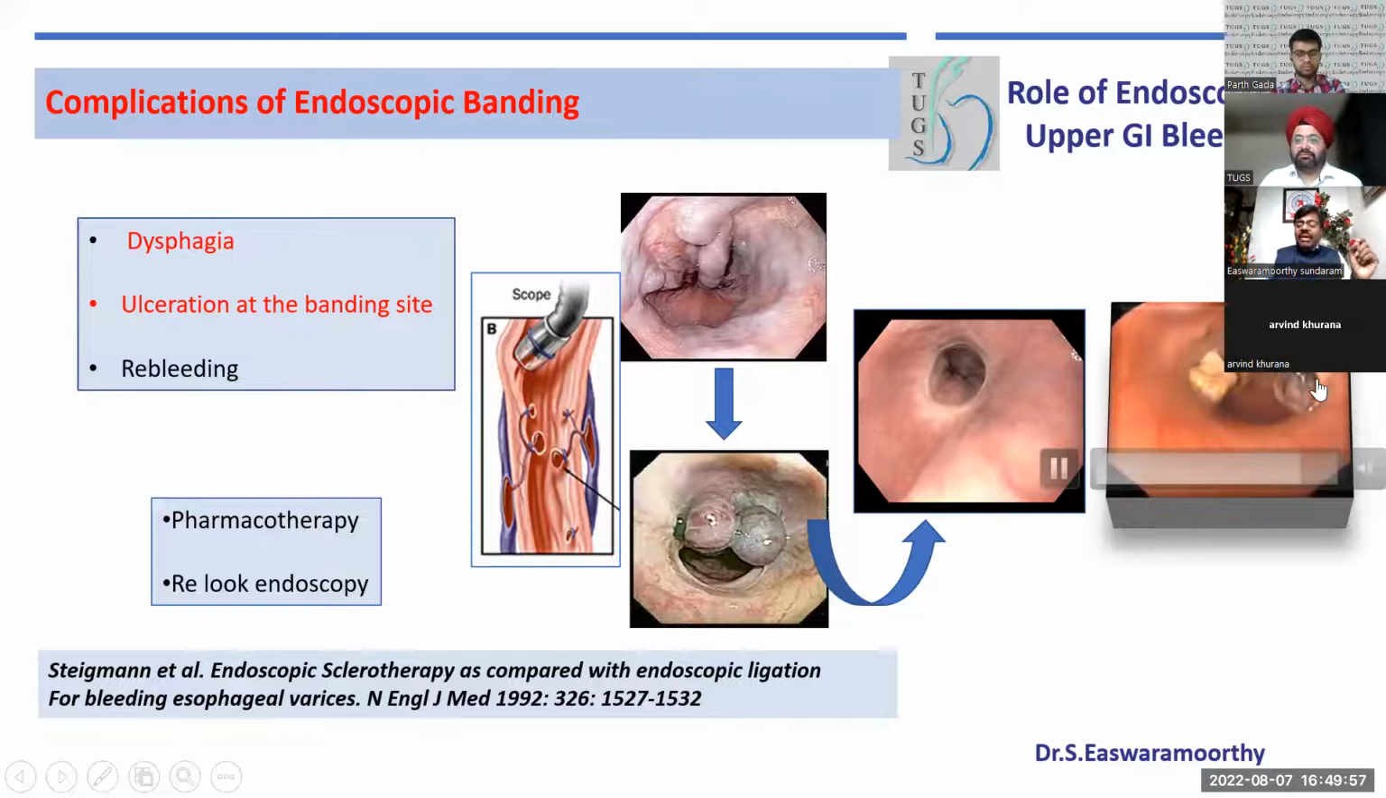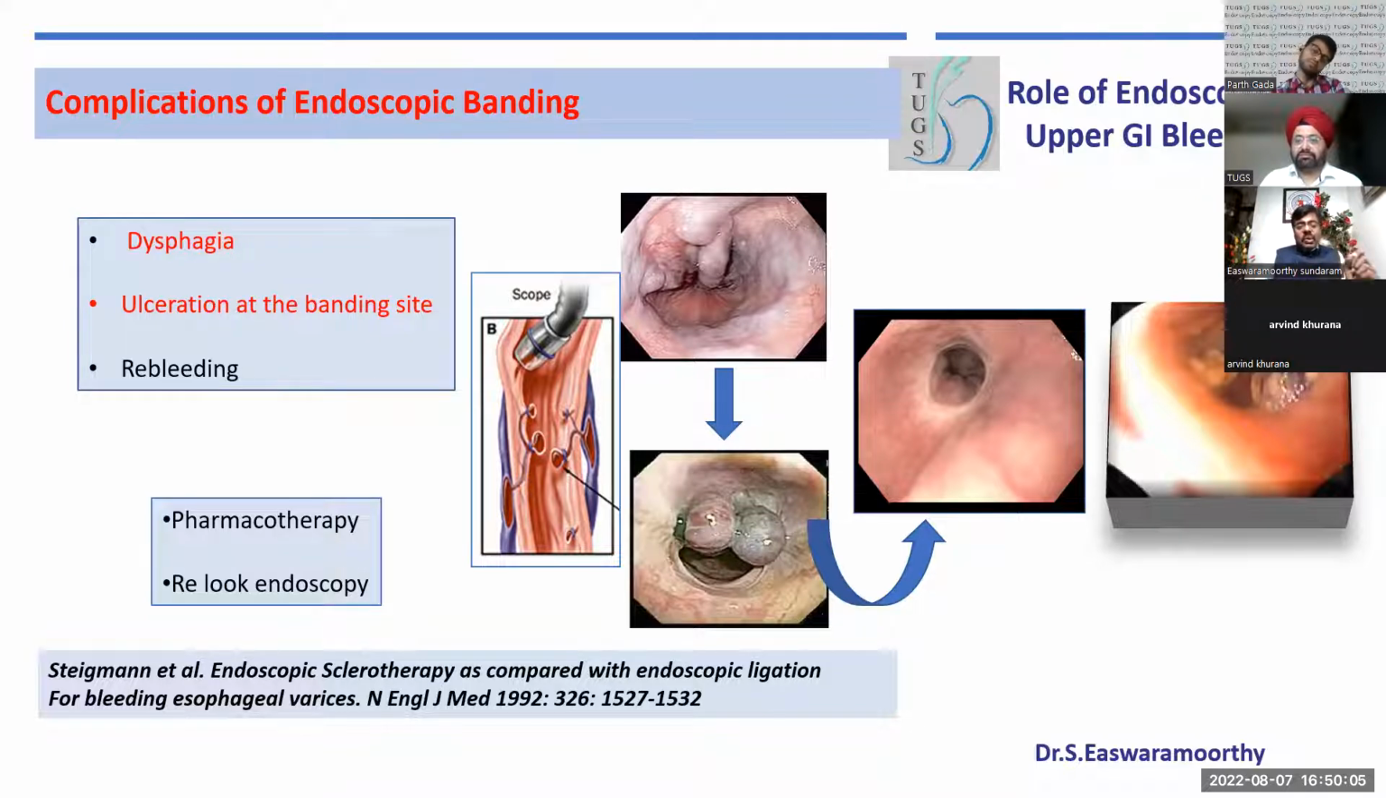5 days, 6 days after banding, if you have a patient with hematemesis, usually it is because of band-induced ulceration. And that sometimes may be notorious. Keep them nil orally, give them terlipressin. If necessary, you may have to go back and sometimes consider giving glue injection underneath. So this is a very tricky situation. So you have to be very careful.